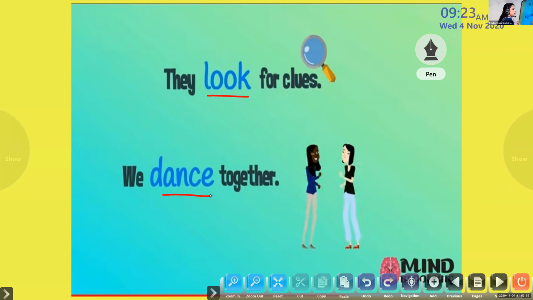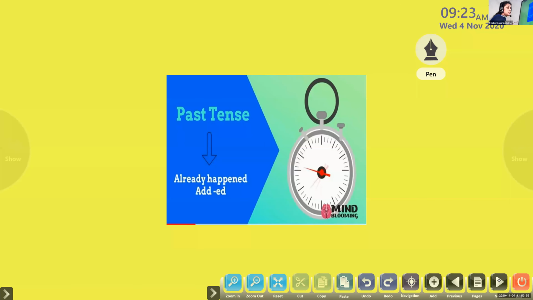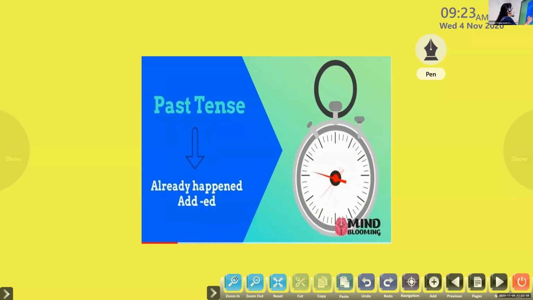So we dance. But how are we going to write the past tense form of the verb then? In the past tense form of the verb, we have to add either d or ed to the verb. But this rule is not applicable for all the words. For irregular verbs, the word completely changes. Okay, so the past tense indicates what has already happened. So in order to change the present tense into the past tense, we either add d or ed or ied to the verb, or the verb completely changes.